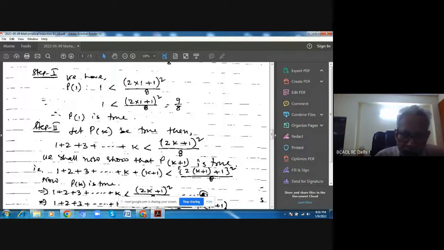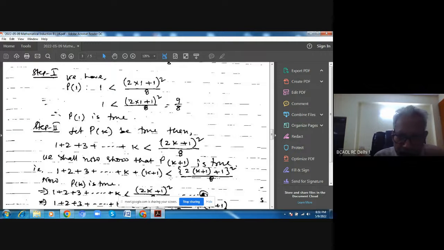Instead of k, you have to write k plus 1. Now here, what we did: 1 plus 2 plus up to k is the same. We have no changes there. Then here we just add on k plus 1, as per the norms that k plus 1 extra will come.